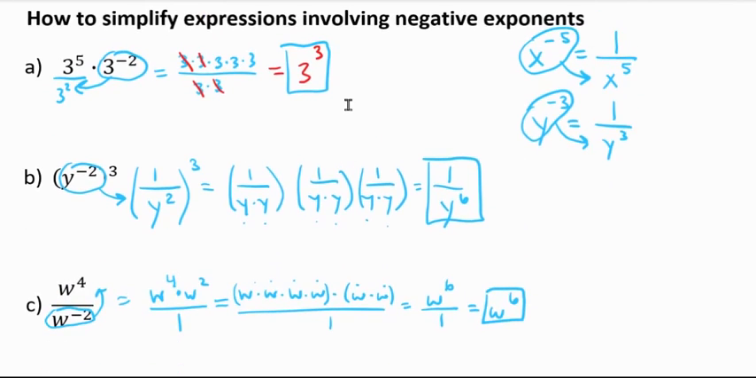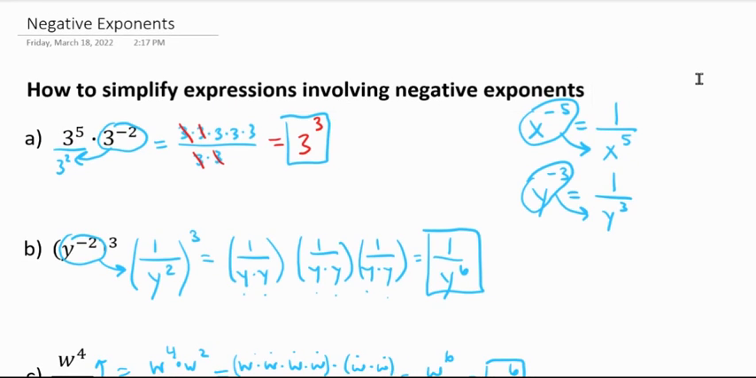And on these, there are shortcuts that you can use if you want to use them. So on A, we had 3 to the fifth and 3 to the negative 2. Whenever you have two numbers that both have the same base, you can just add the exponents. So here, I'm just going to add these two numbers. I still have 3 as my base, and then 5 plus negative 2 would be positive 3. And that's the same answer that we got over here.